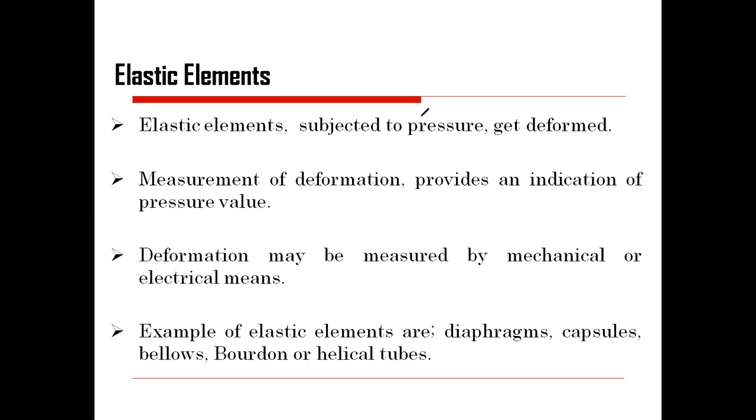Okay, so for this particular example of the elastic element, along with the Bourdon tube, there are diaphragms, then capsules, then bellows, Bourdon and helical tubes. These are the examples of elastic type elements.